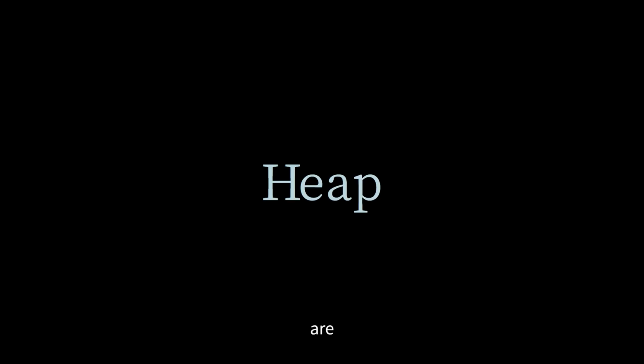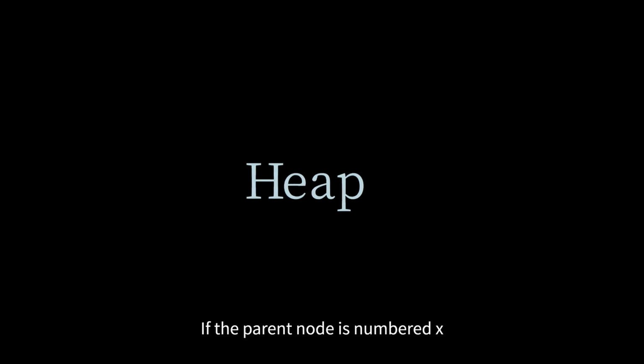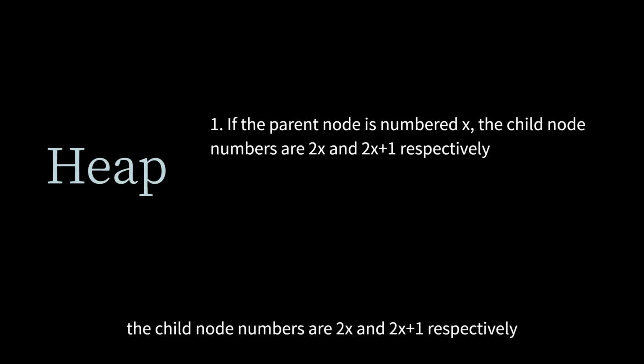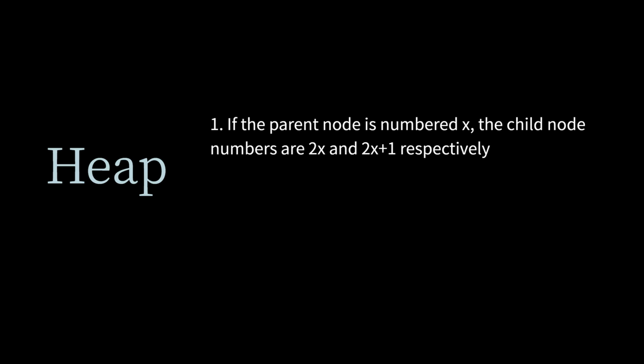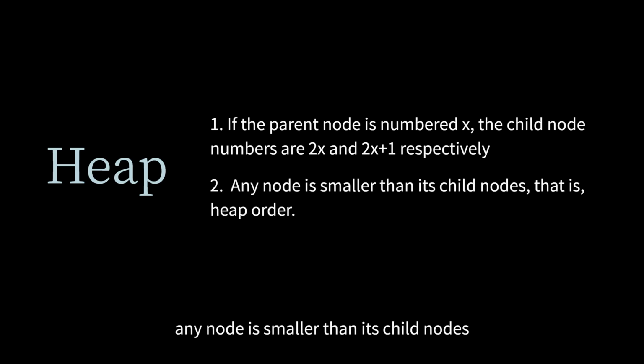Well, the two unique properties of the heap are introduced. First, if the parent node is numbered x, the child nodes are numbered 2x and 2x plus 1 respectively. Second, any node is smaller than its child nodes, that is, heap order. Can we use them to implement priority queues?